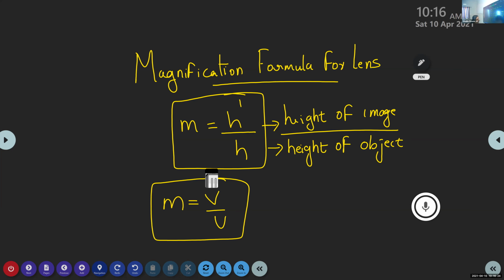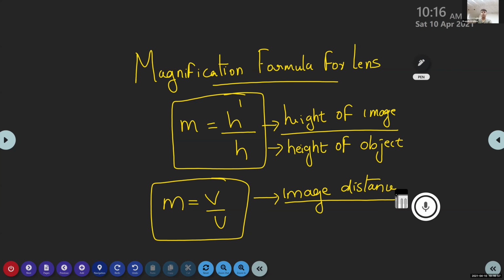But in the case of lens, we have two equations for calculating the magnification. One equation is same as that of the mirror, that is M is equal to h dash by h. But the second formula, instead of negative sign, here we have a positive V by U. M is equal to positive V by U. What is V here? Anyone, please help me to write. Image distance. Along with write, you can speak, no problem. What is U? Object distance. Yes, object distance.